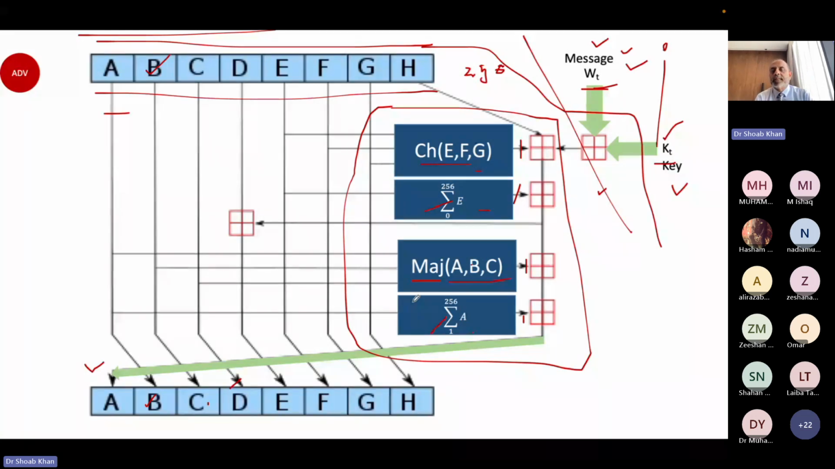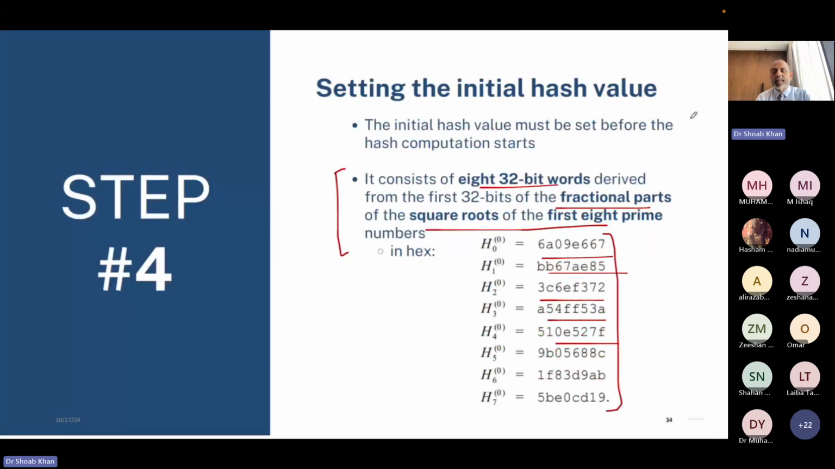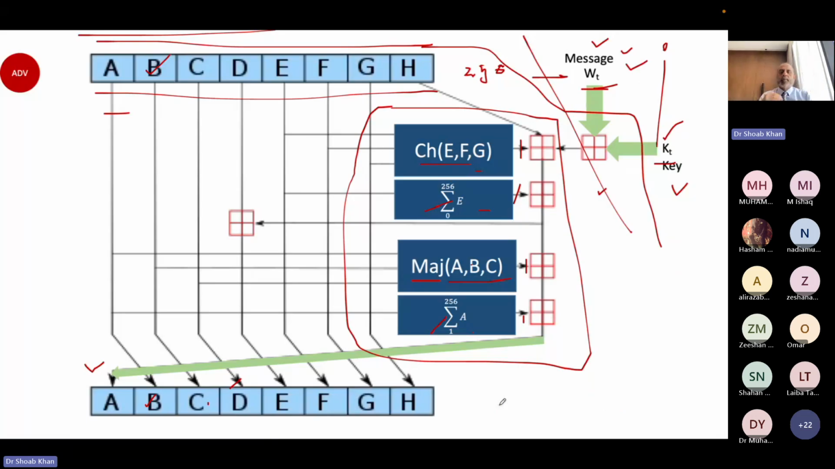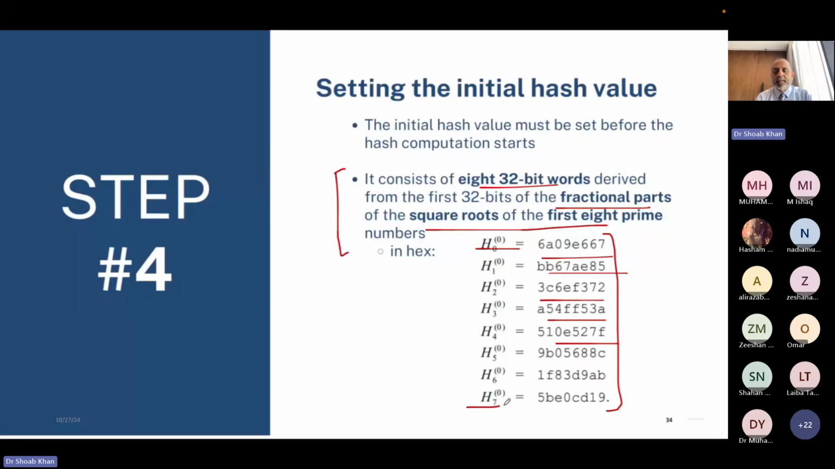How many times? WT is 64 words, so it is going to run 64 times. And after 64 times, you have completed one block. So you move this to the registers H0 to H7. Then bring the next block, do this again, bring the next block, do this again, bring the next block, do this again. And it is only the first time that you initialize your registers with these values.